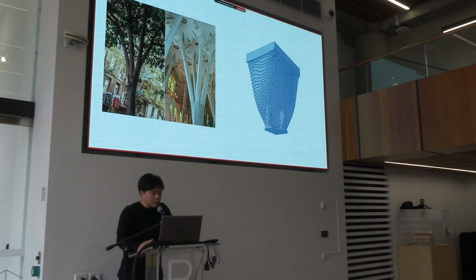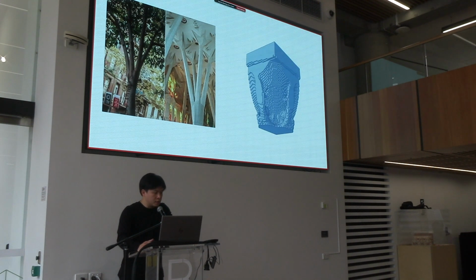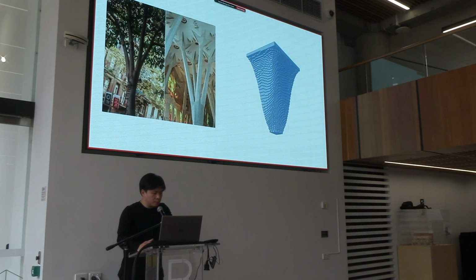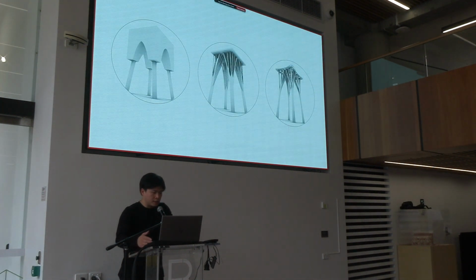The first one is we created a column. The column is very similar to a tree branch, and also similar to Gaudi's column in the church. So these are the full column models. This is the design optimization progress, from a messy model to the optimized smooth model.